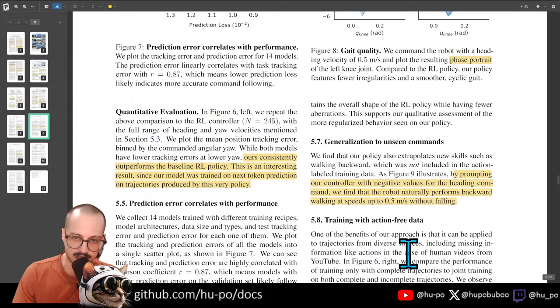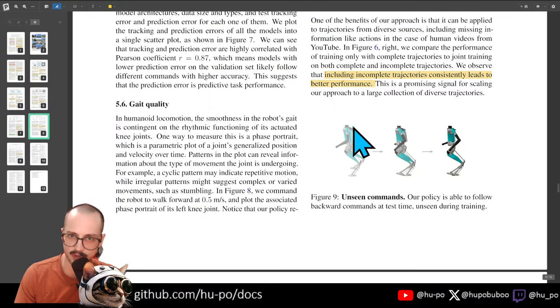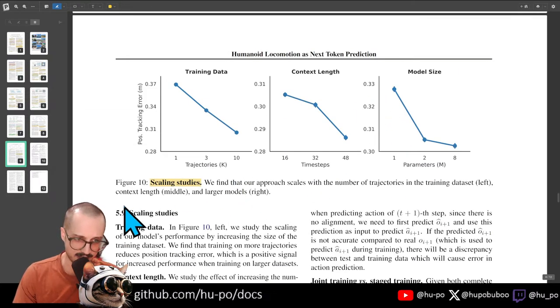Generalize, so they get it to walk backwards with this, which is kind of cool because that's not part of the data set. Including incomplete trajectories consistently leads to better performance, which again is what you want to see. And this is what they're going to do with the scaling studies here. So they're going to try scaling different parts of this. So trajectories: try with 1,000 trajectories compared to 10,000 trajectories. So this is the size of the data set that you're training it on. And then the position tracking error goes down. So the bigger your training data, the better you perform.